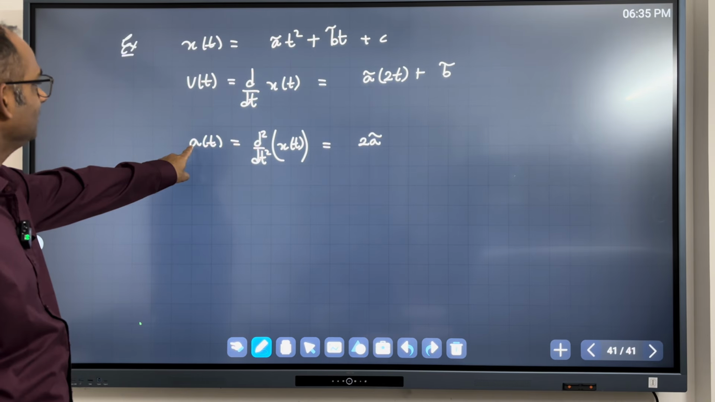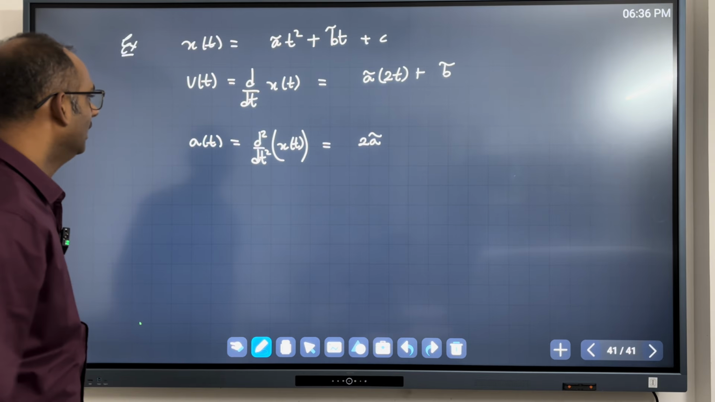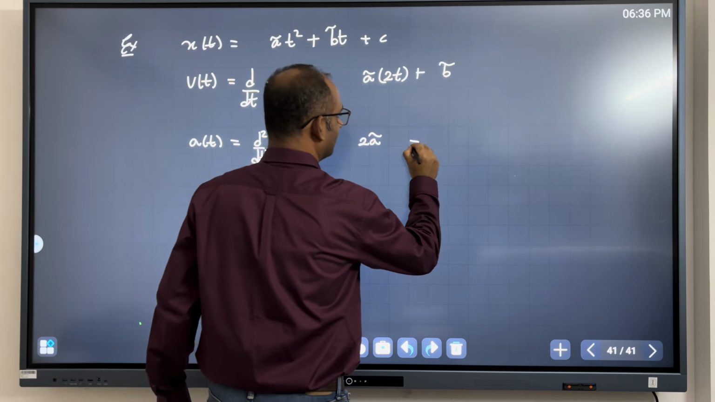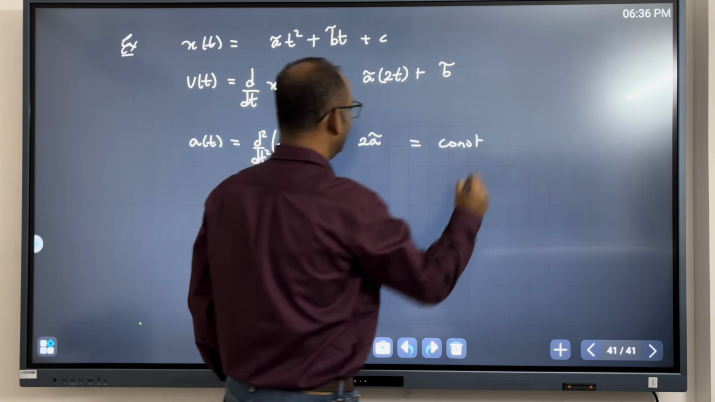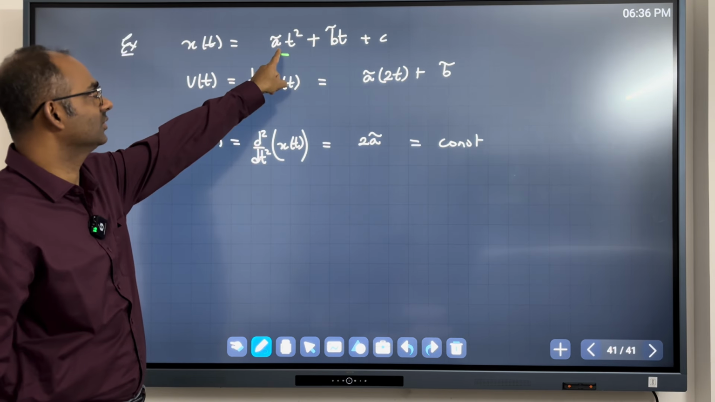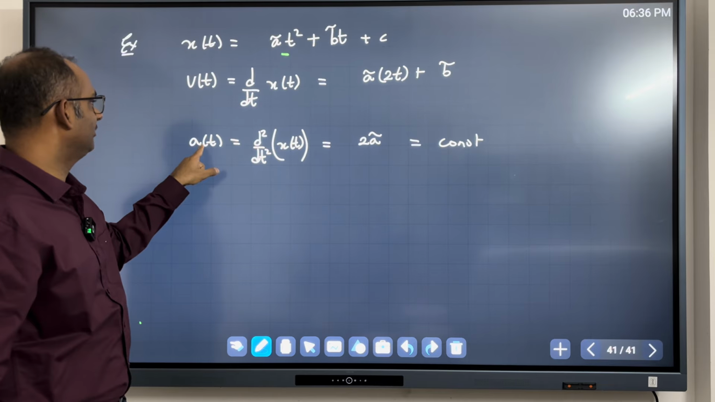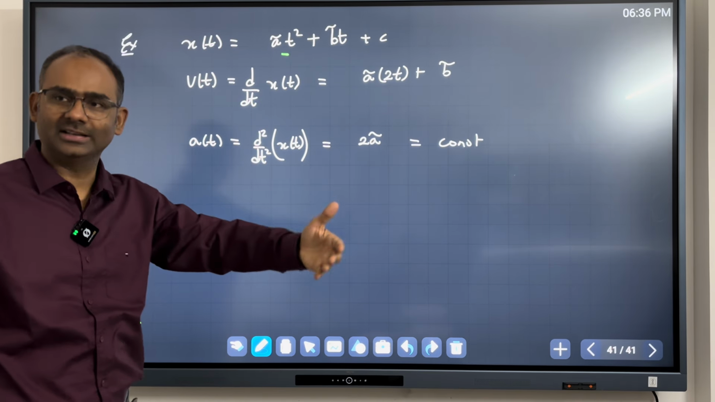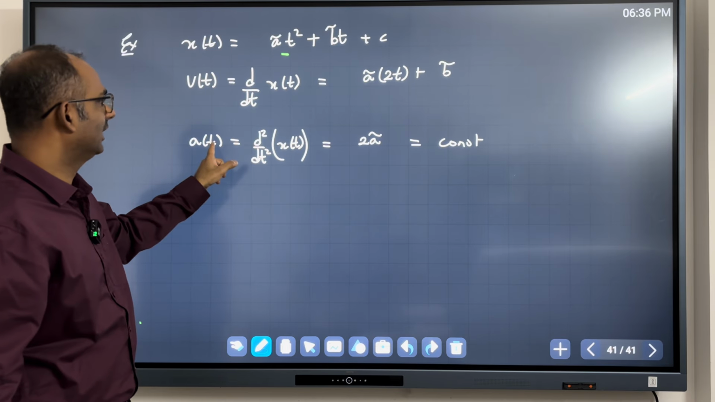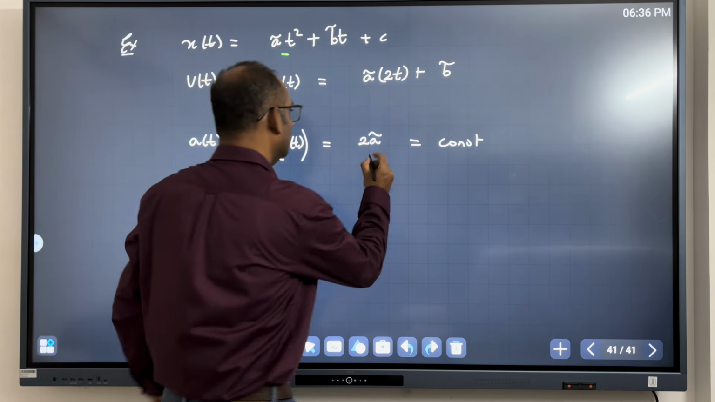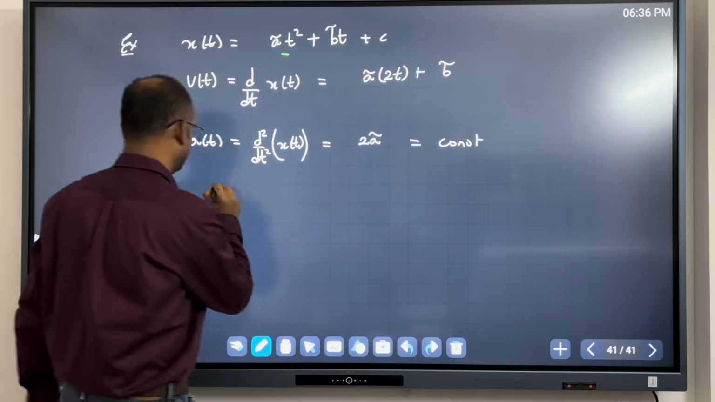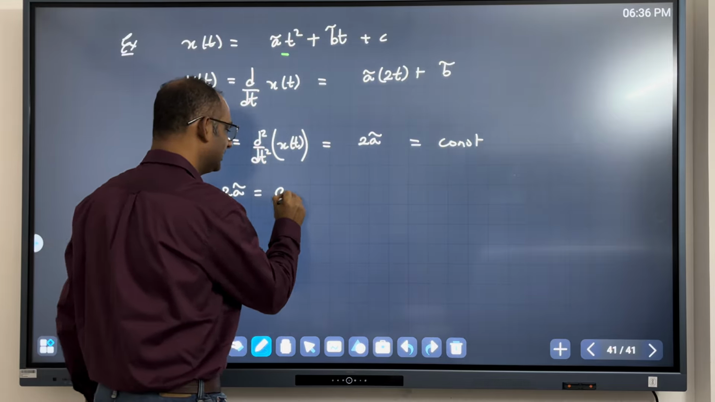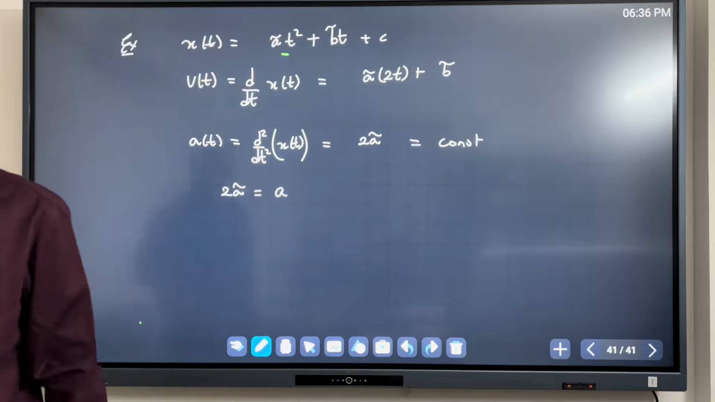So acceleration is 2A tilde, it's a constant. I have already said A tilde is a constant. So acceleration is not really a function of time now, it's a constant, or its functional dependency is such that it's a constant. So 2A tilde is the acceleration. This is an object moving with constant acceleration.